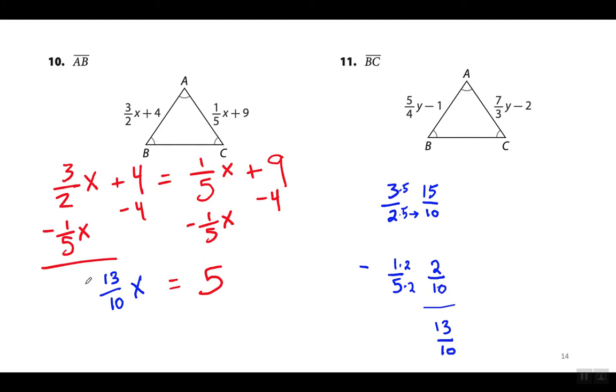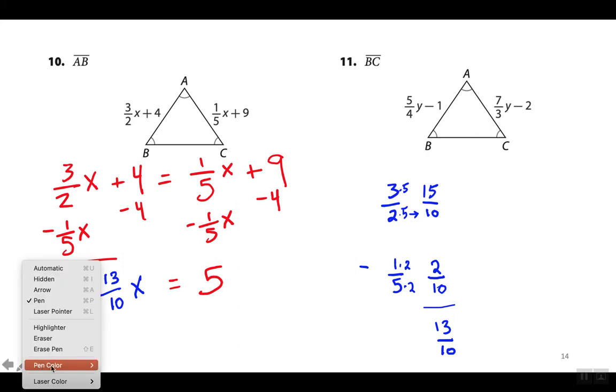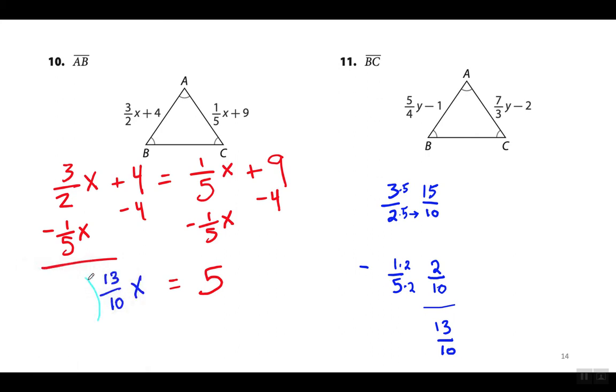Alright, so look, the easiest way to explain how to get rid of this fraction is to multiply both sides of the equation by the reciprocal. I didn't mean to use that color. Let me change that color. Multiply both sides of the equation by the reciprocal. That's the easiest way to think about it and to do it.